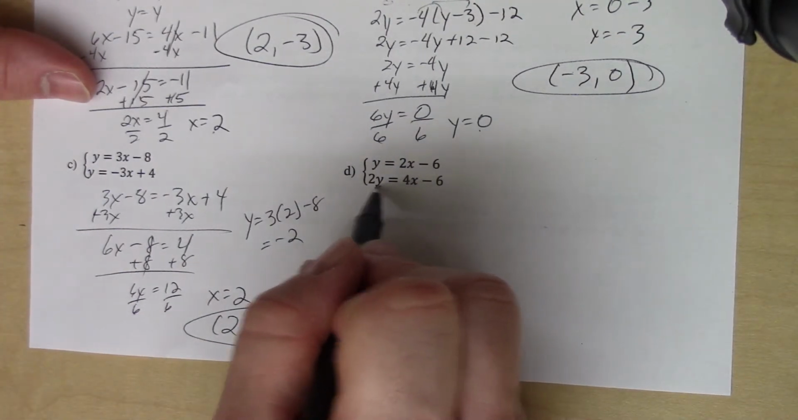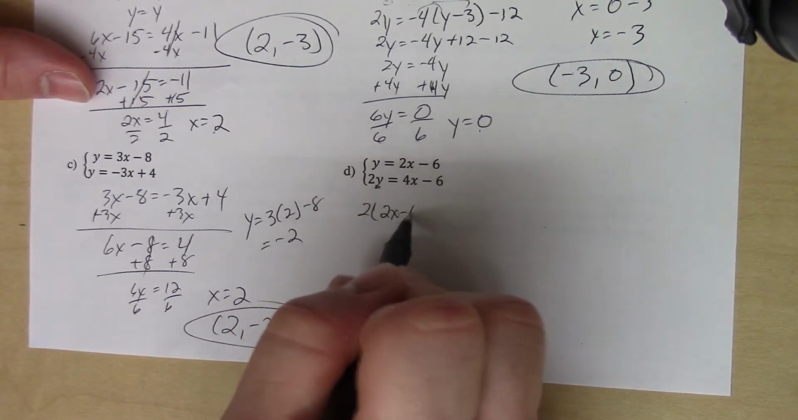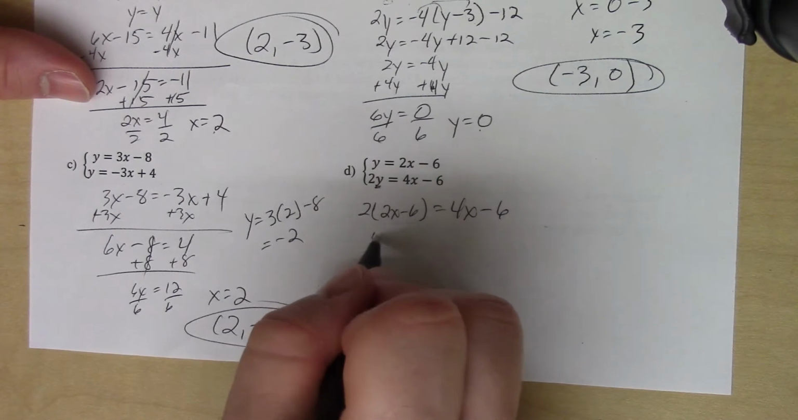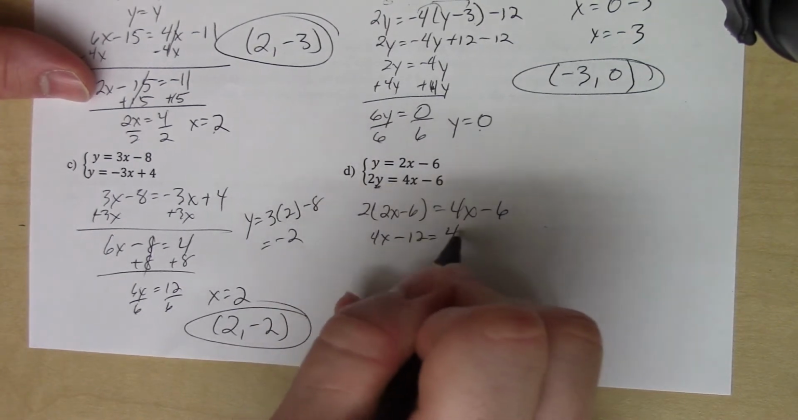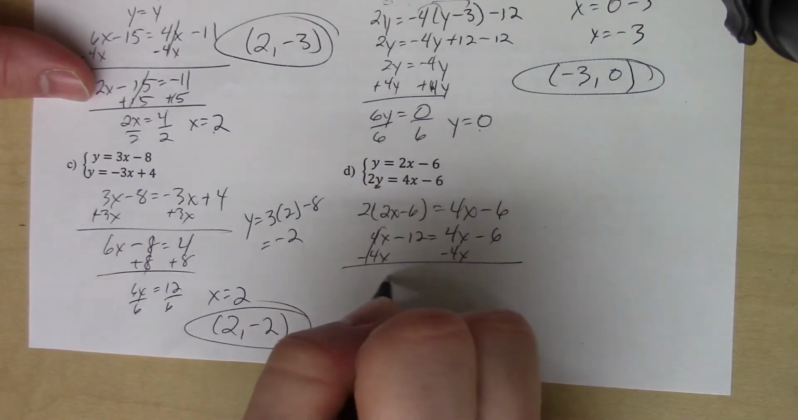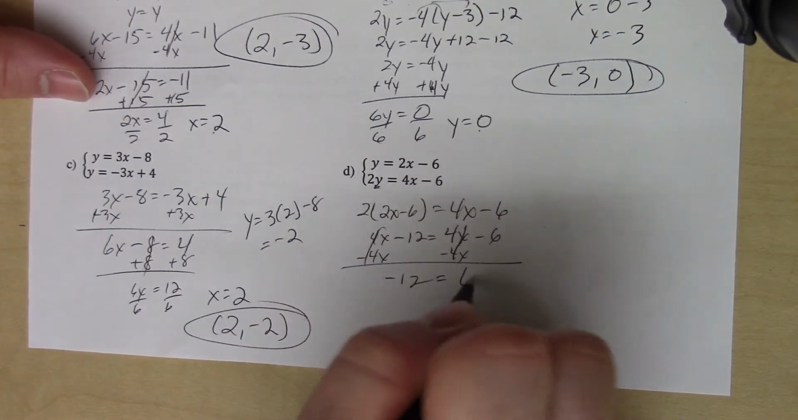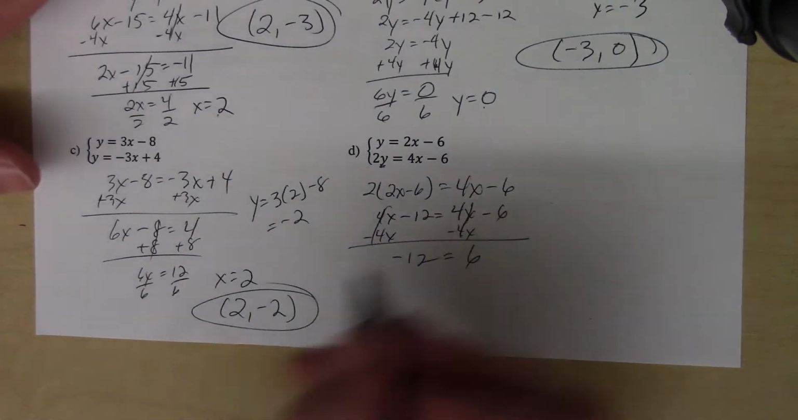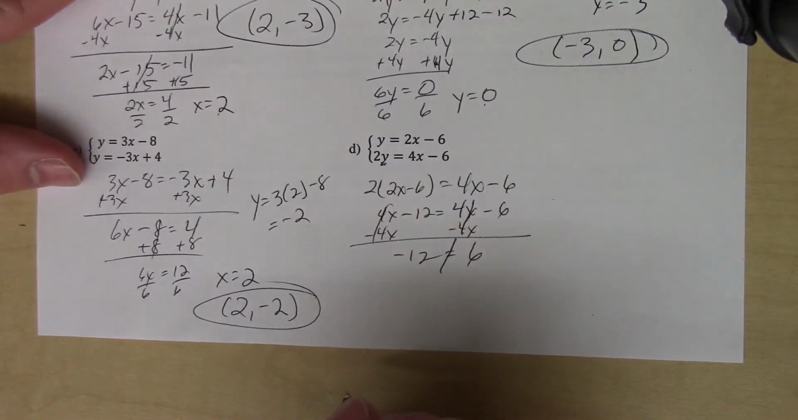Plug in y right here. So 2 times (2x minus 6) equals 4x minus 6. I distribute and get 4x minus 12 equals 4x minus 6. I'm bringing the x over because that's, again, always what I do first. And I see that it cancels on both sides. And when it cancels on both sides and they are equal to each other, it's infinitely many solutions. But these are clearly not equal to each other.